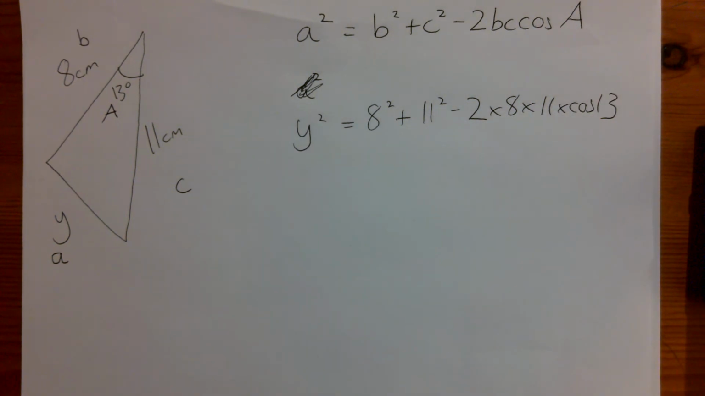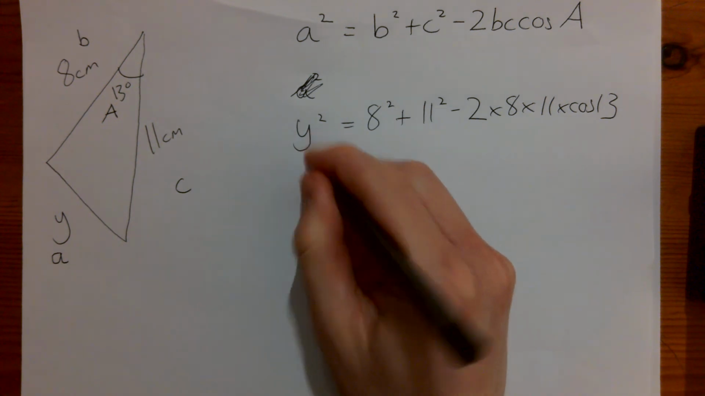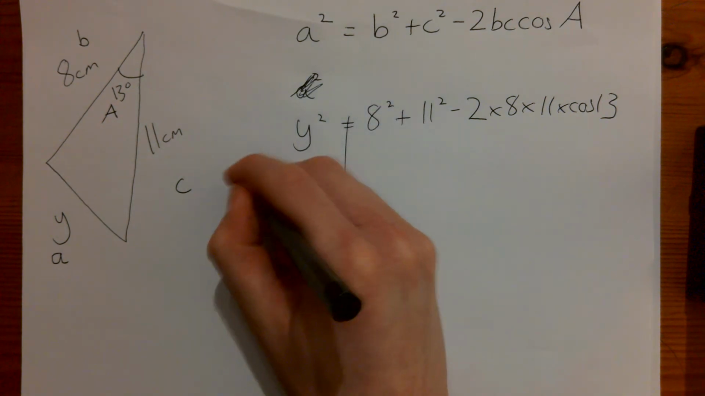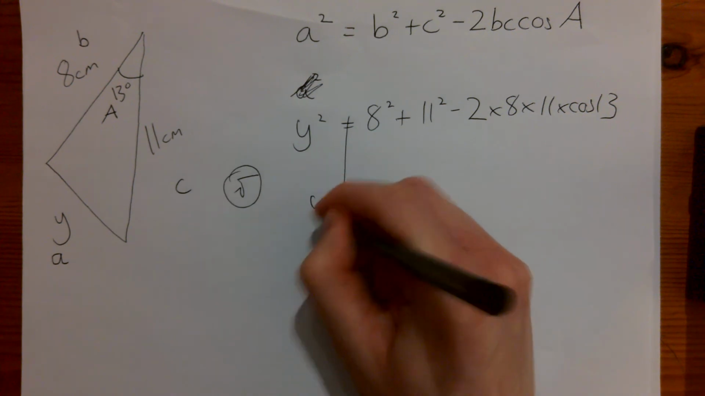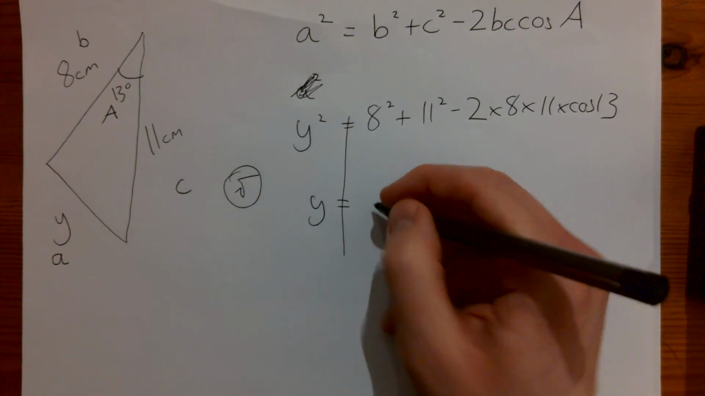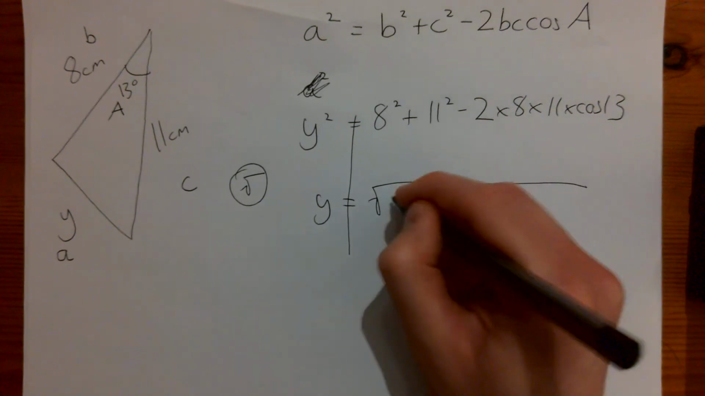And the last thing is then just to solve. And to solve, I just need to get rid of the squared. So I'm going to square root both sides. That gets rid of the squared and leaves me on the right hand side just the square root of everything I had before.